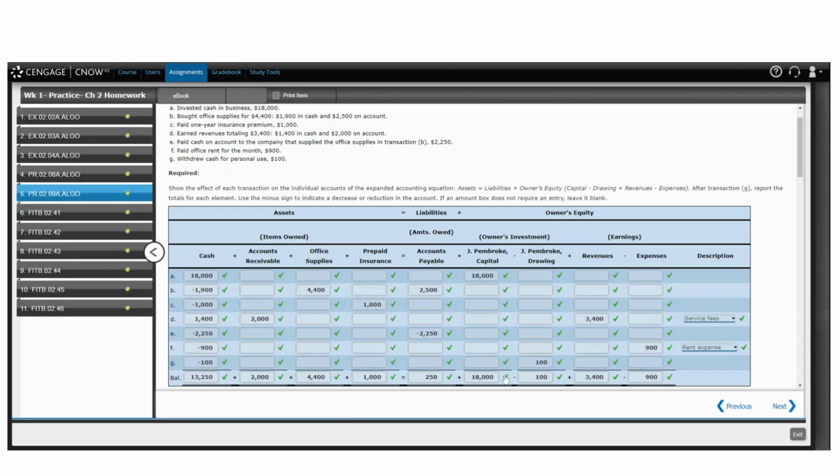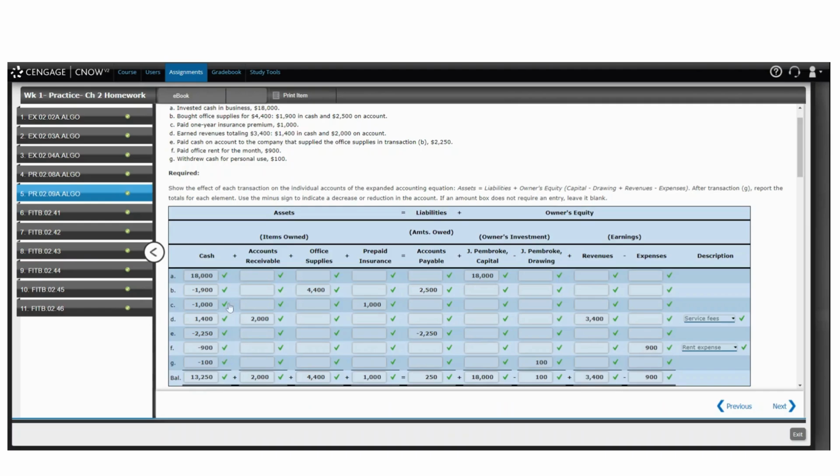Okay, so same thing like the last problem we saw, we're going to go down the line now, right? So we've hit check my work. I've got my green check marks. I'm going to start working my way down. Okay, so 18,000 minus 19 minus 1,000 plus 1,400 minus 2,250 minus 900 minus 100. Right here, I get 13,250.